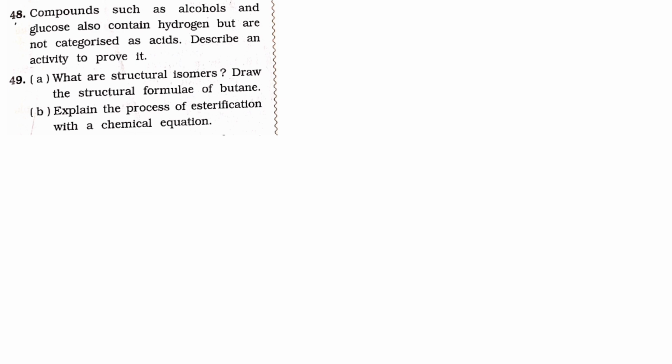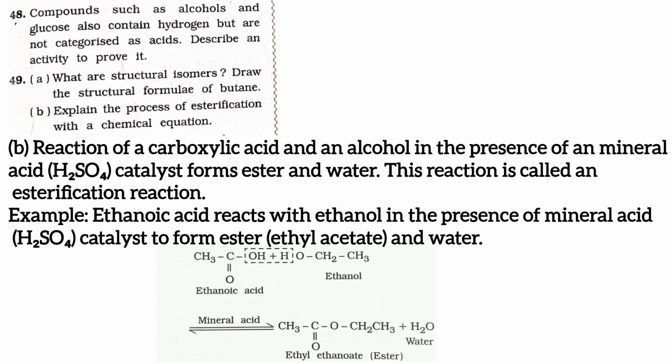Question 49b. Explain the process of esterification with a chemical equation. Answer. Reaction of a carboxylic acid and an alcohol in the presence of a mineral acid, that is H2SO4 catalyst, forms ester and water. This reaction is called esterification reaction. Example: ethanoic acid reacts with ethanol in the presence of mineral acid, that is H2SO4 catalyst, to form ester, that is ethyl acetate, and water. The equation is given below: CH3COOH plus HO-CH2CH3, that is ethanoic acid plus ethanol, gives ethyl ethanoate, that is ester, plus water in the presence of mineral acid.